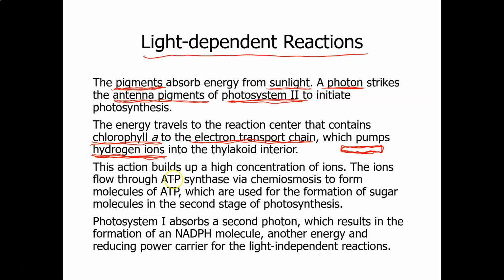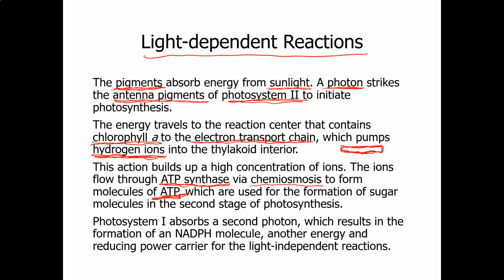So they come into contact with ATP synthase, which is a channel protein that allows the hydrogen ions to move down their concentration gradient. Since they've built up such a high concentration inside the thylakoid, they're going to move out of the thylakoid through ATP synthase. And this process is called chemiosmosis. That flow of hydrogen ions through ATP synthase provides the energy to phosphorylate ADP and produce ATP. So ATP is produced during the light-dependent reactions.